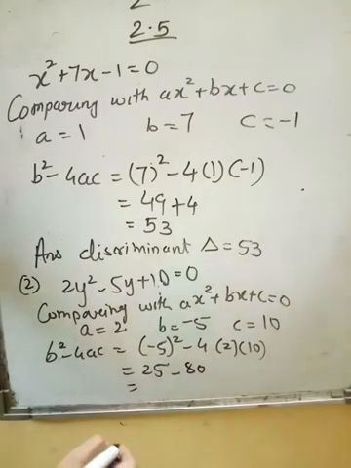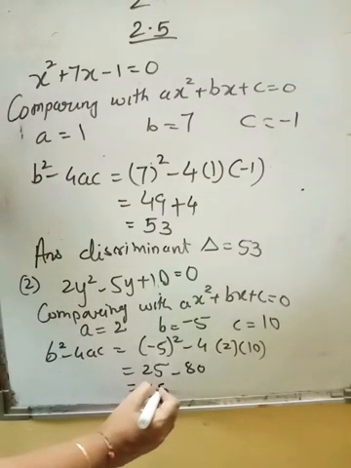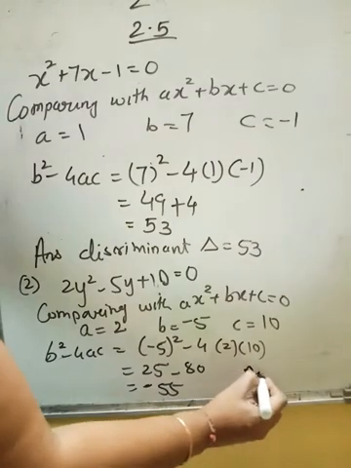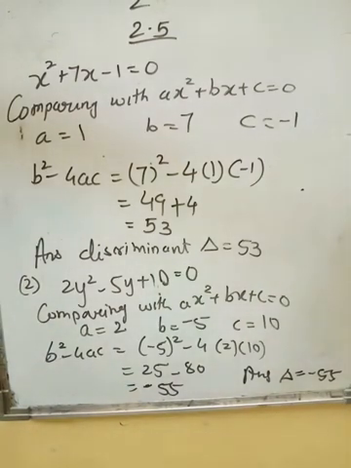So the answer is 25 minus 80, minus 55. So roots are not real. But you are not supposed to write down the nature of the roots here, children. They have not asked. If they have not asked, why write it down? Be precise. I am just telling you. The question number 2 is to write the value of discriminant. So we have just written the value of discriminant. The answer you will write down as discriminant is equal to minus 55. Now let us go to the third question.